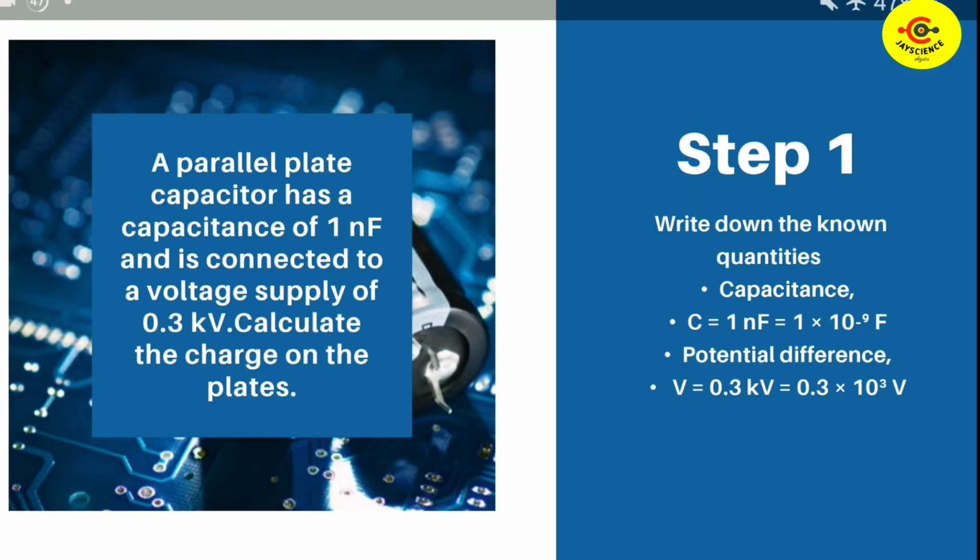All right, now we've got a question here. It says a parallel plate capacitor has a capacitance of 1 nanofarad and is connected to a voltage supply of 0.3 kilovolts. Calculate the charge on the plates. First things first, nano is 10 raised to the power of minus 9. So you've got to convert that to farads.